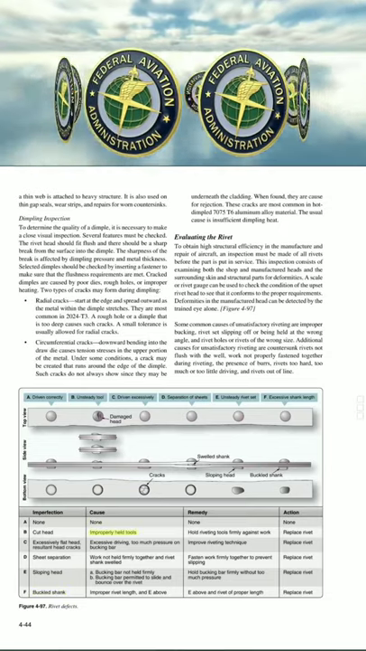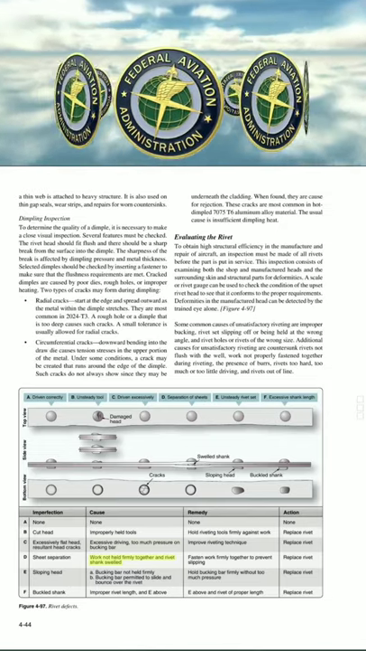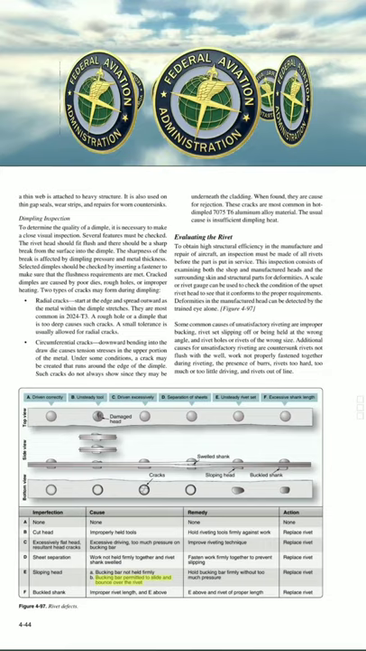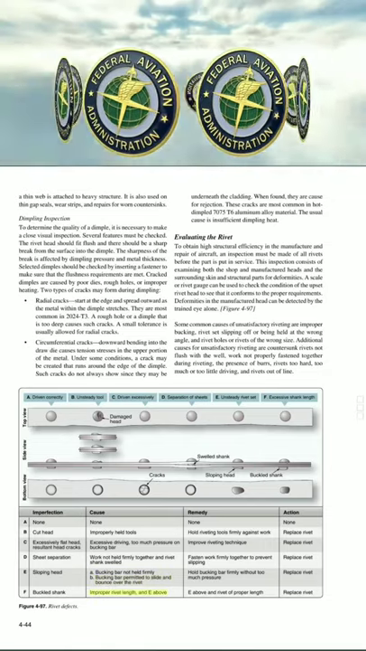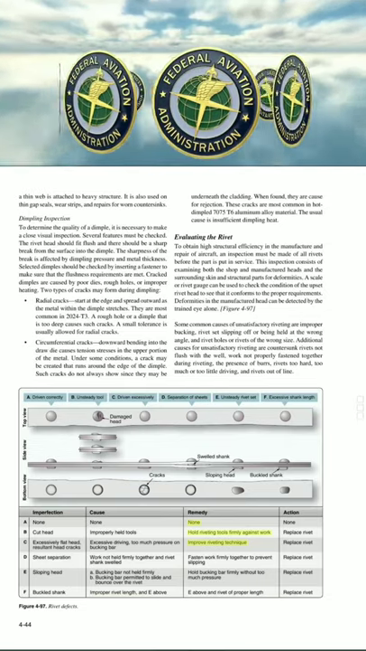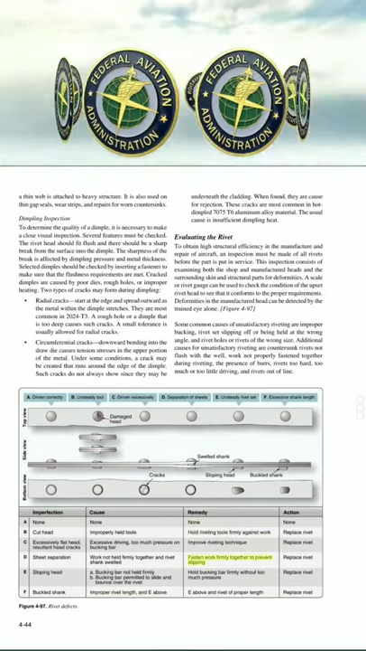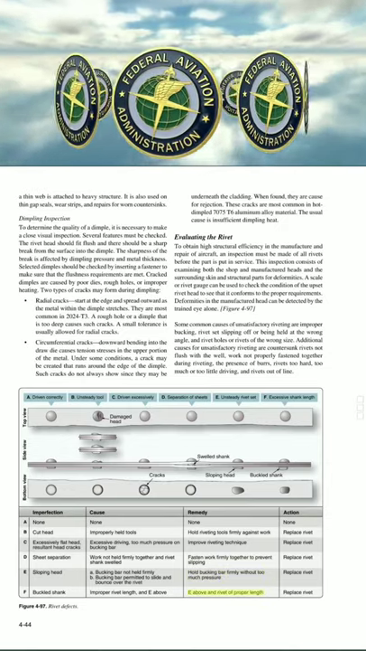Improperly held tools. Excessive driving, too much pressure on bucking bar. Work not held firmly together, and rivet shank swelled. A. Bucking bar not held firmly. B. Bucking bar permitted to slide and bounce over the rivet. Improper rivet length, and E above. Hold riveting tools firmly against work. Improve riveting technique. Fasten work firmly together to prevent slipping. Hold bucking bar firmly without too much pressure. E above and rivet of proper length. None.